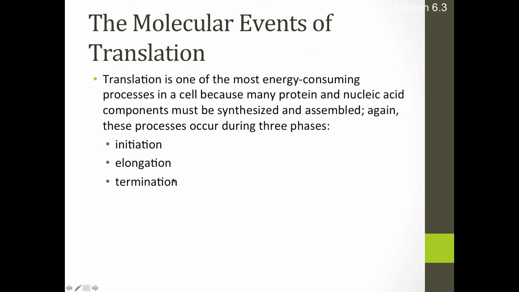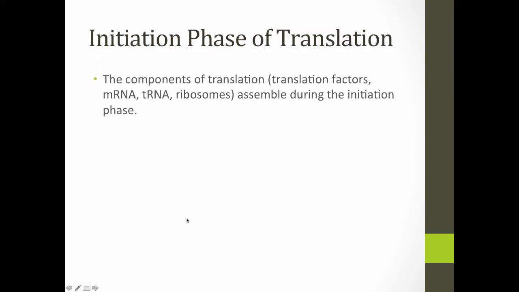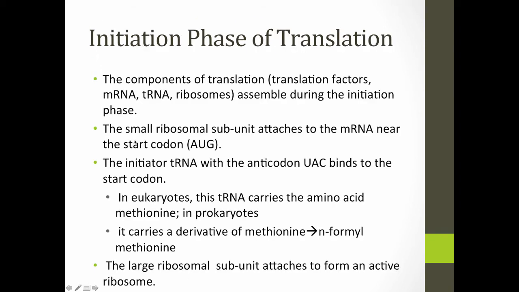And we can look at the events using the same 3 kind of framework stages that we looked at for DNA replication and for transcription. So initiation, elongation, and termination. During the initiation phase, the components of translation assemble. The first thing that happens is the small ribosomal subunit will attach to the mRNA near the 5' cap and start codon. And the second thing that happens is an initiator tRNA with the anticodon UAC, so it's complementary to the AUG start codon, is going to bind to that start codon.